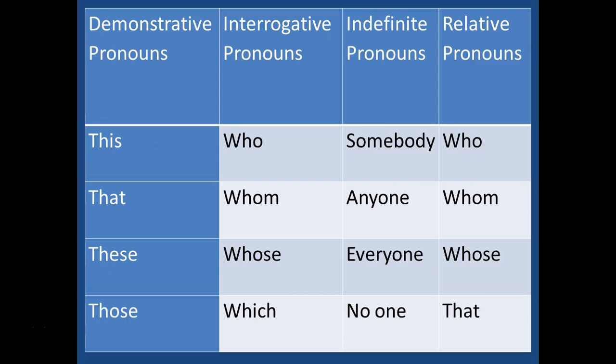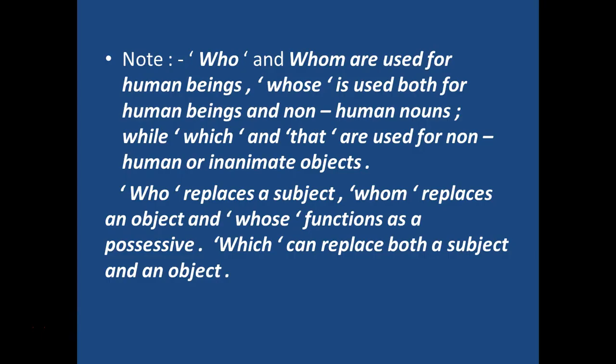And one more thing I'm going to tell you, just note it down. Who and whom are used for human beings. Whose is used both for human beings and non-human nouns, while which and that are used for non-human or inanimate objects. Who replaces a subject, whom replaces an object, and whose functions as possessive, which can replace both a subject and an object.